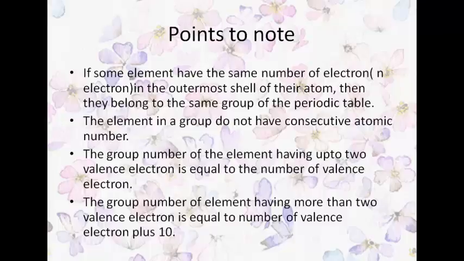So now we shall discuss how to find the group number of an element in the periodic table from the number of valence electrons in its atom. Please note that first, if the element has up to 2 valence electrons, the group number is equal to the number of valence electrons. I shall make you understand this.